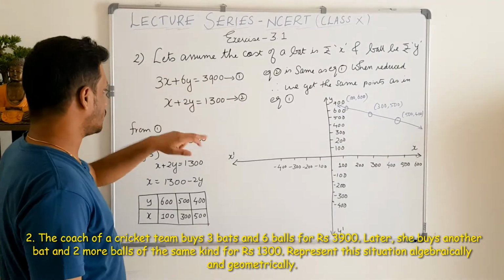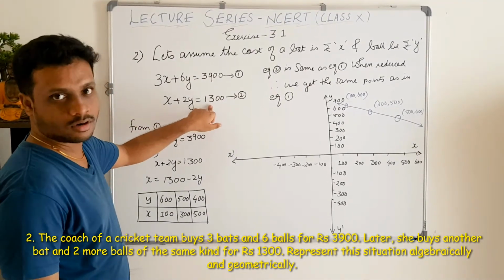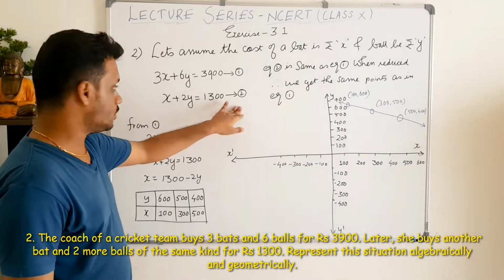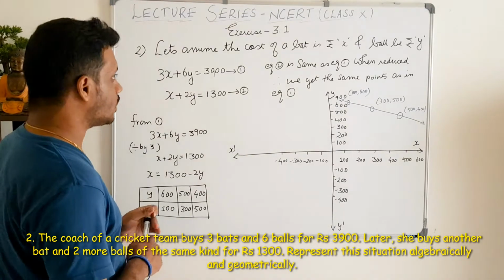So that is the first equation. Then another situation where they buy 1 bat and 2 balls for 1,300 rupees. So this is the second equation. So this is the algebraic representation of the given situation. So now next we are going to do the graphical way.